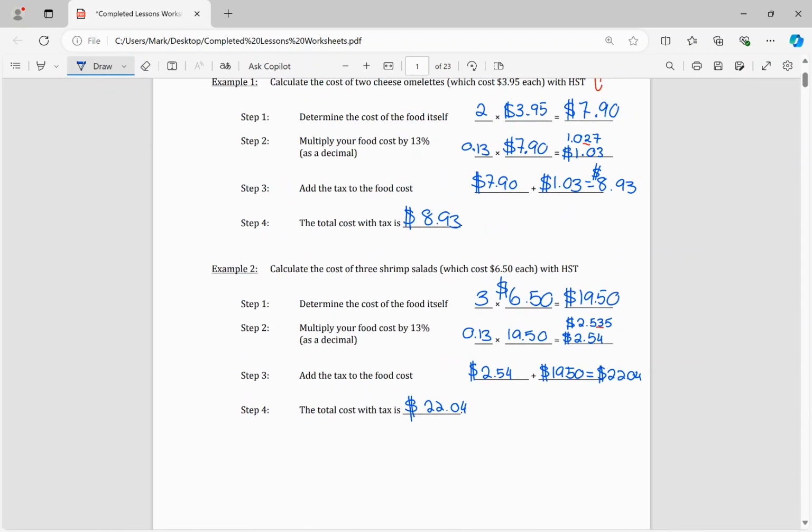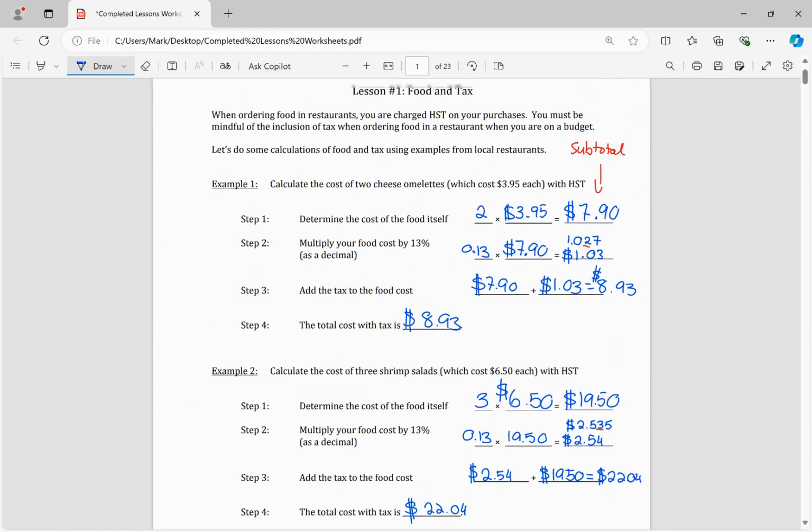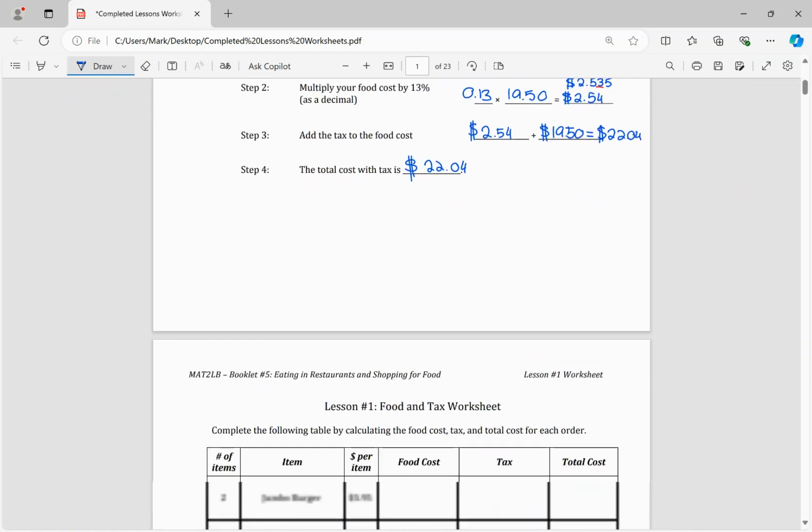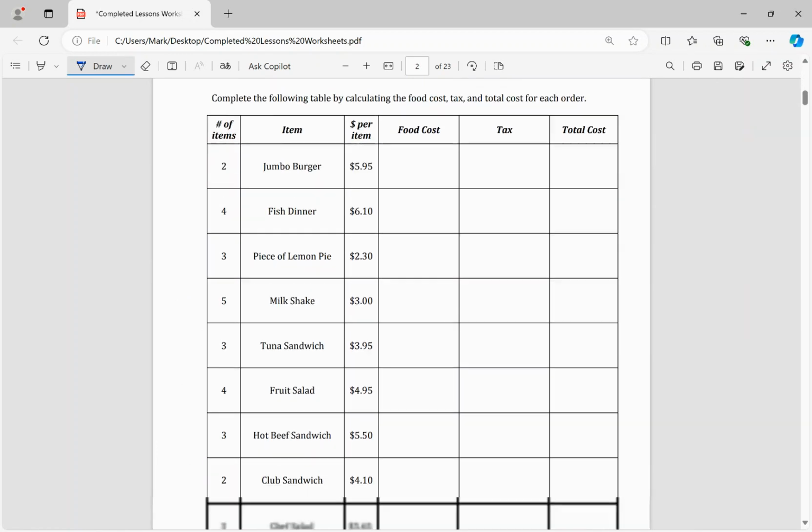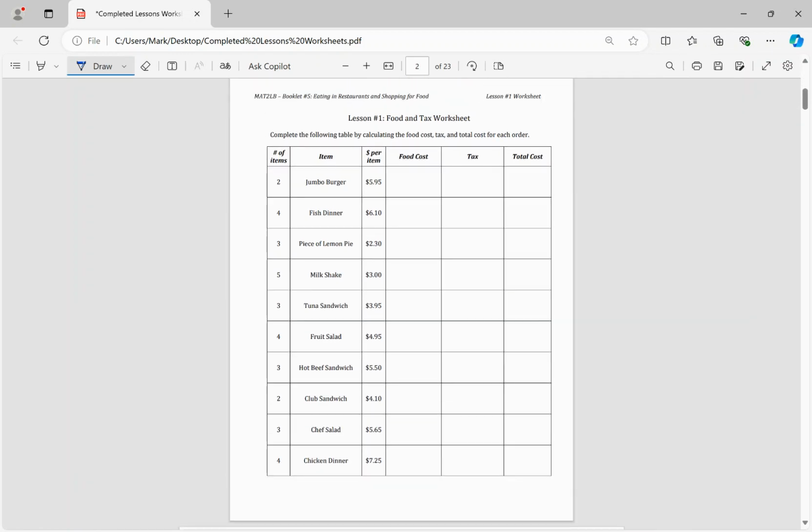As usual, let me know if you have any questions with this page. Make sure that you have a calculator with you when solving these problems because a lot of this mental math is very difficult. And then take some time and complete the worksheet for lesson 1.